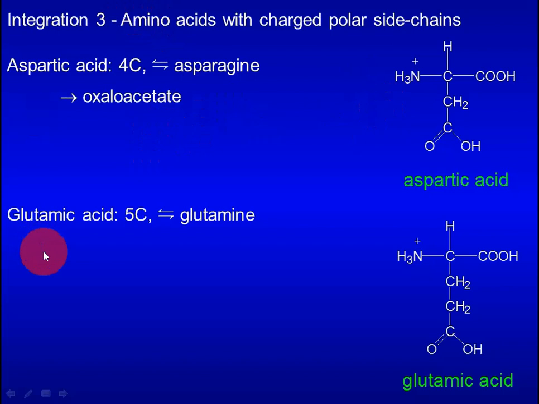Glutamic acid is very similar to aspartic acid, except it has one more carbon. It can be converted from glutamine. After removal of the amino group through transamination, glutamic acid is converted to alpha-ketoglutarate, an intermediate of the citric acid cycle.